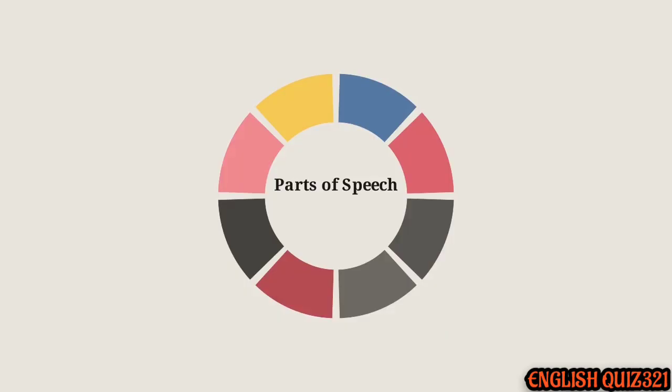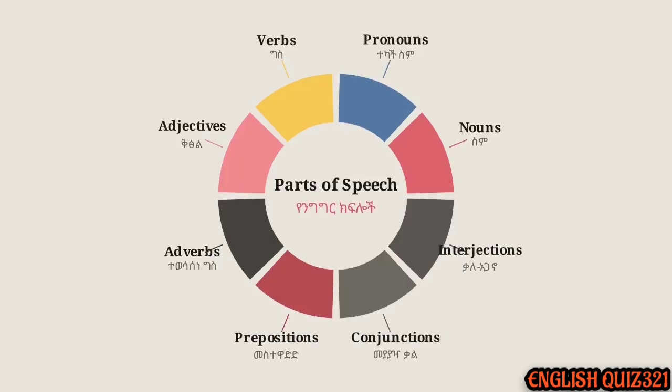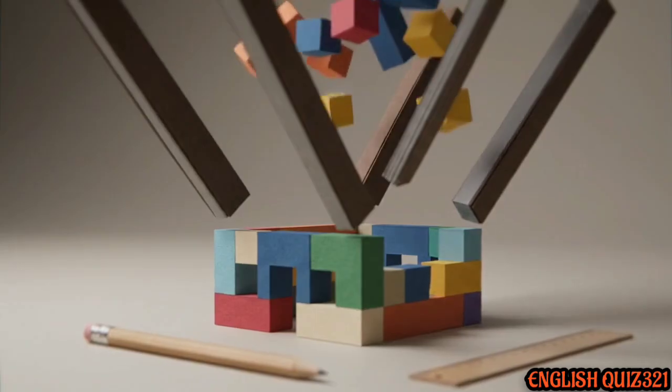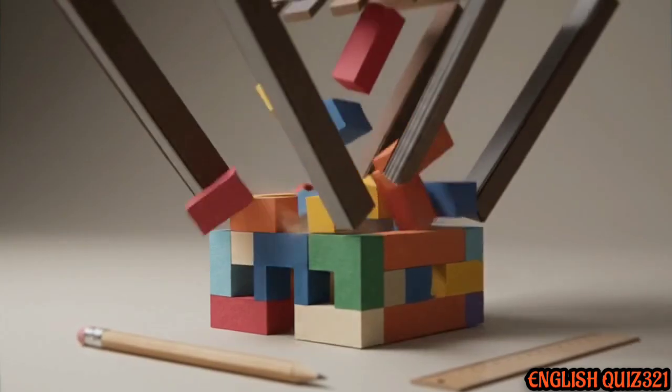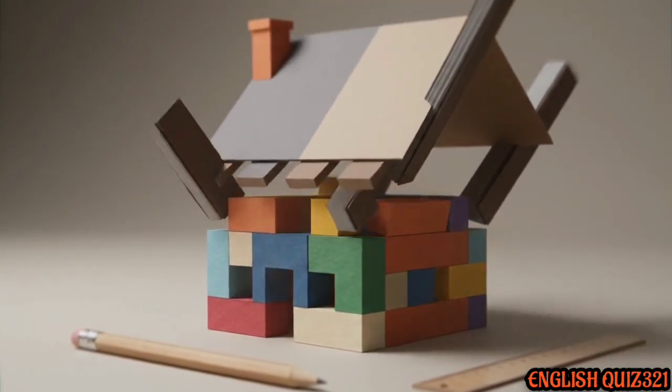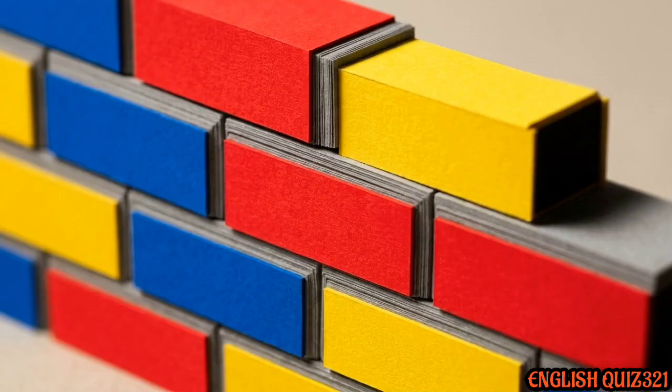Today, we are focusing on the very core of the English language, the parts of speech, or in Amharic, የንግግር ክፍሎች. Think of learning a language exactly like constructing a building. If English is the house you're building, these parts of speech are the literal bricks and cement. Without them, you simply can't put a functional sentence together.